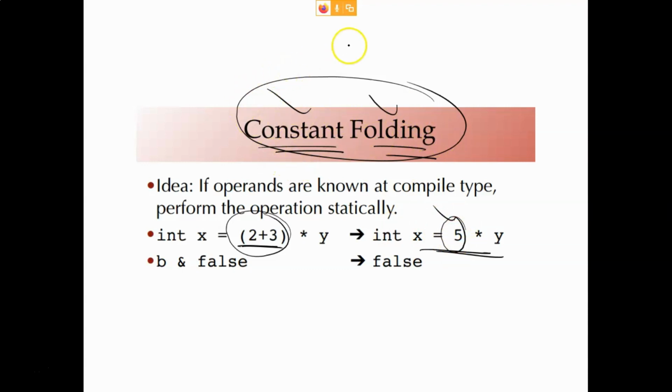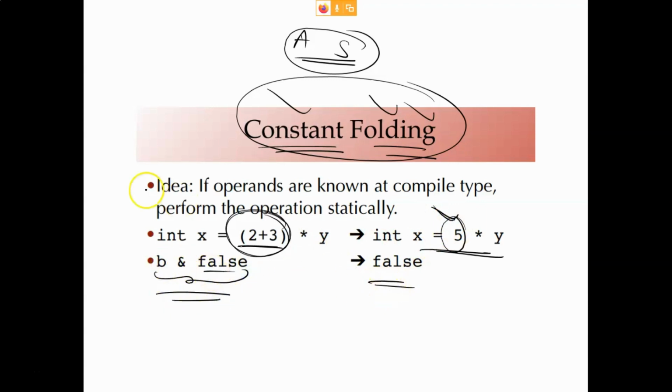This constant folding is some type of algebraic simplification. We have seen something called algebraic simplification. We have seen this constant folding is one type of algebraic simplification. So at compile time what we are doing, we can replace this 2 plus 3 with 5. Similarly at compile time we can replace this B and false with false. Okay, so these things you can do at compile time. At compile time you can evaluate the operations statically. So this is your constant folding optimization.